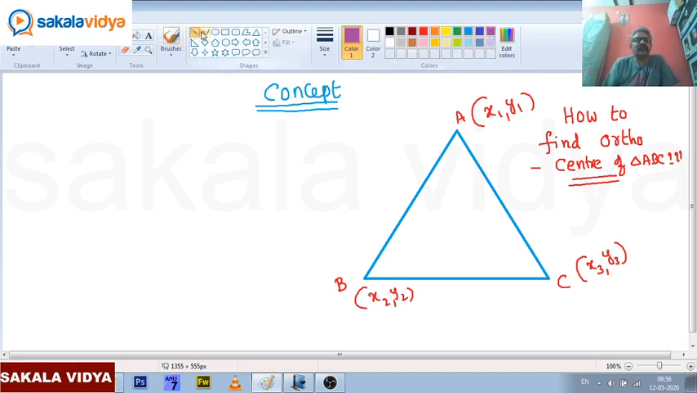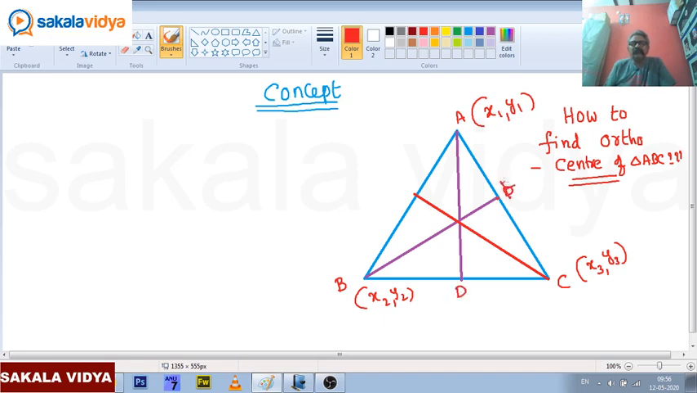See. So drop the perpendicular from A to BC. Drop the perpendicular from B to AC. Drop the perpendicular from C to AB. So now let us say this is D point, this is E point, this is F point.